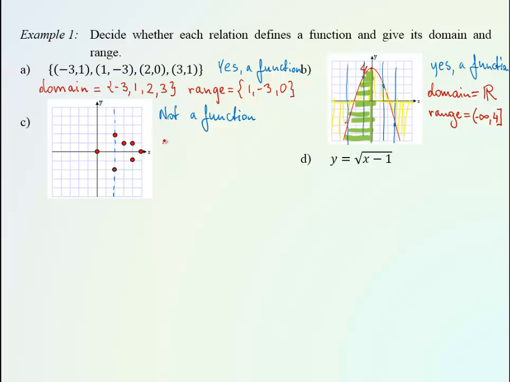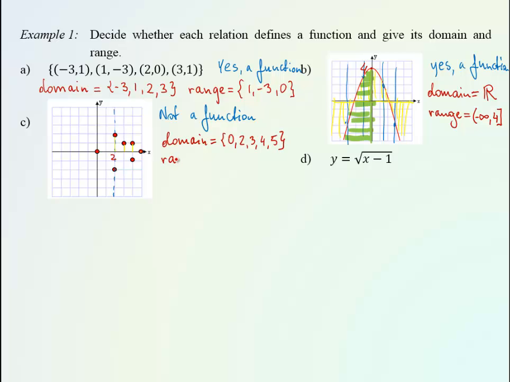Let's find out the domain and range. Domain is the projection of all those points onto the x-axis. So if I project them, I have this point, that one, that one, that one, and this one. So let's list them. It is 0, 2, 3, 4, and 5.